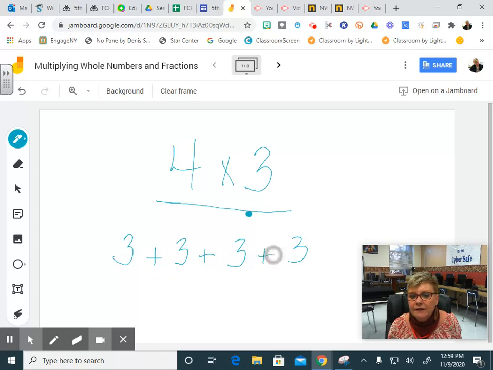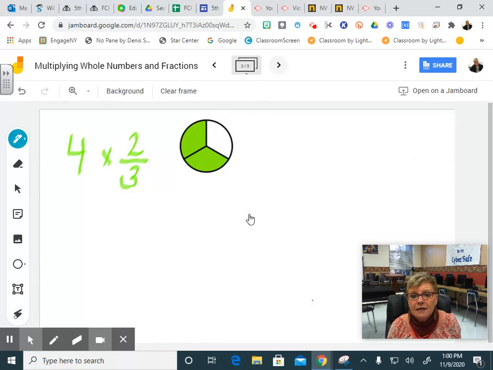So when I add those together, I get 12. 3, 6, 9, 12, which is the same as I get when I multiply 4 times 3. So multiplying by a whole number just means repeating something that number of times. So let's look at a fraction, 4 times 2/3. All that means is 4 copies of 2/3. So we can do that with a picture.